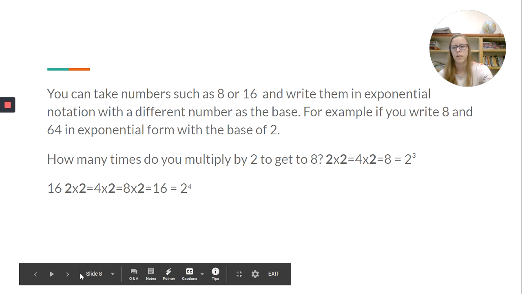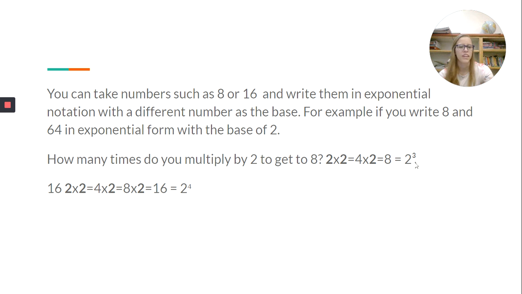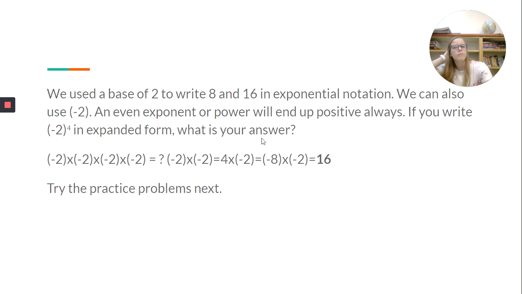I don't know why my slides are giving me such problems today. Okay, there we go. So then we have, again, 2 to the third, because we multiplied 2 times 2 times 2, and then 2 to the fourth. 2 times 2 times 2 times 2. Okay? So we used 2 as the base to write 8 and 16.